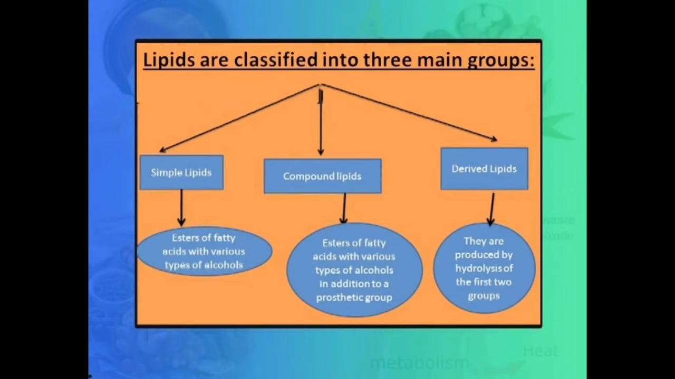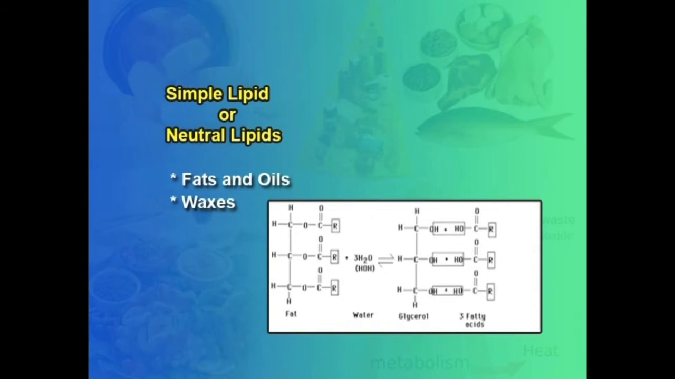So, based on the structure, they can be classified into three major groups as simple lipids, complex lipids and derived lipids. If you look at simple lipids or neutral lipids, examples are fats and oils, that is the regular fat or oil that is consumed by a human being through their diets, and waxes which are present in certain plants, which coat the plants, fruits and vegetables and give them their shiny appearance.